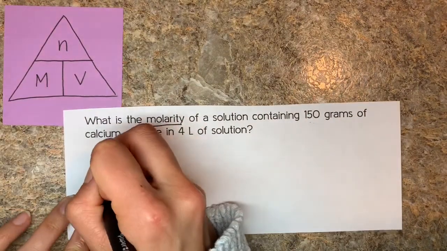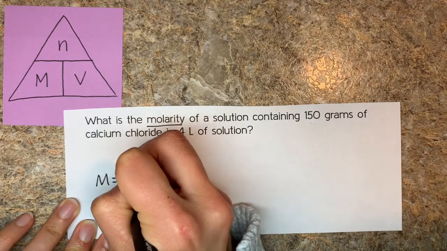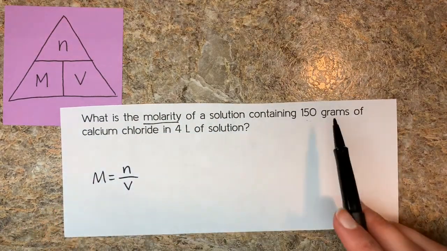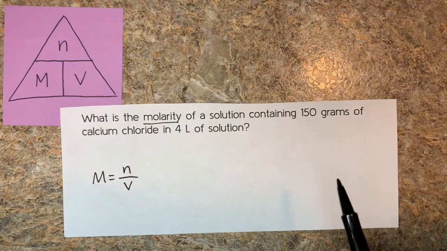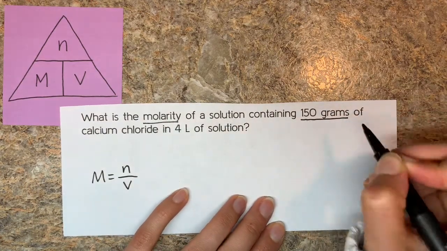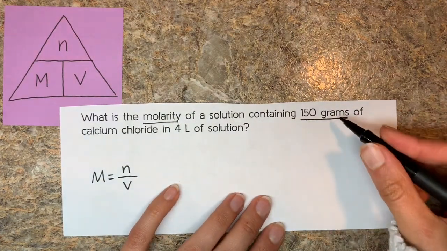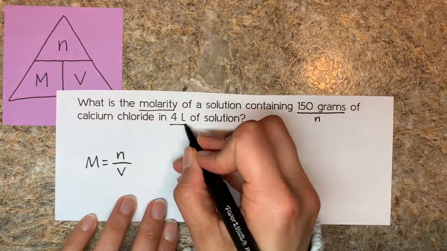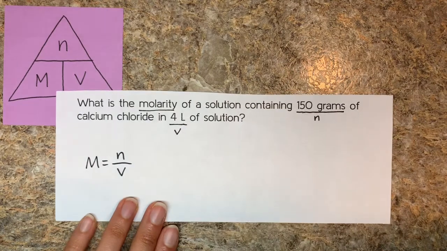I'm going to write that out first. M equals N divided by V. Next, I'm going to look for my known values in the problem. So this 150 grams, I'll have to convert that into moles, but that will be my N. And this 4 liters of solution will be my V.